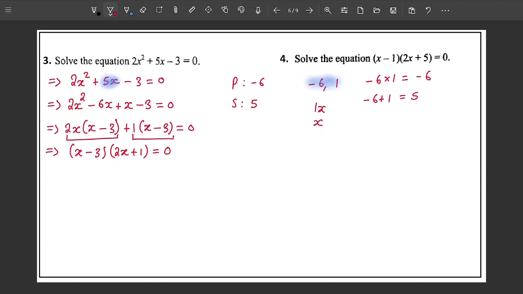So at this point, what you are going to do is this. It means that either this x minus 3 is the one which is 0, or 2x plus 1 is the one which is 0. So what you do now, you follow it like that. You say x minus 3 is 0, or you say 2x plus 1 is 0.